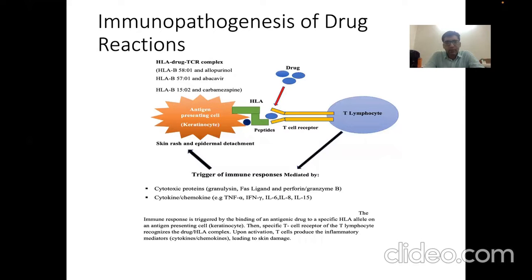Any drug which acts as an antigen will activate the antigen presenting cells. Along with some HLA epitopes, it will activate the T lymphocytes, and finally the T lymphocytes, CD4 and CD8, will release the cytokines like TNF alpha and interferon gamma, which will cause skin rash and epidermal detachment.